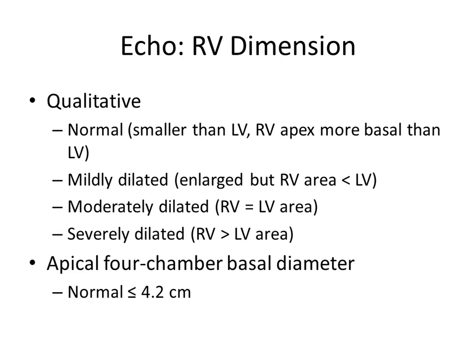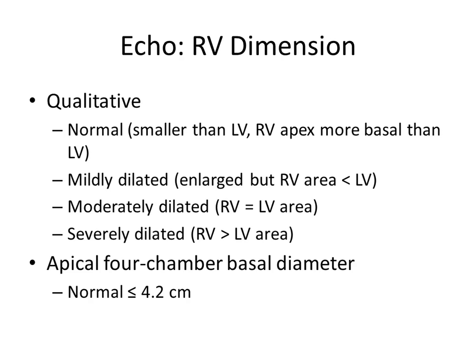So another important aspect to look at is the RV dimension in itself. There's qualitative evaluation, and this is somewhat challenging because you have to start with a normal LV really to use these guidelines, because if both chambers are dilated, then it's hard to determine degree of dilation using a qualitative. But normally the RV is smaller than the LV, and the apex is more towards the base of the heart for the RV apex than the LV apex. And as you get progressive dilation, you get increasing RV area, and then a shift of the RV apex to be more apical rather than basal.